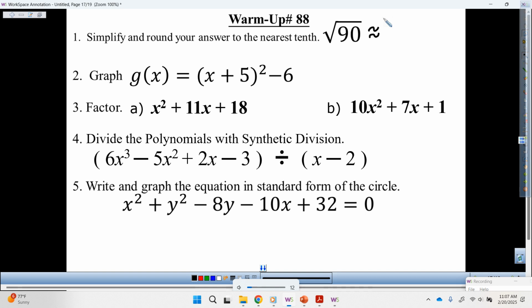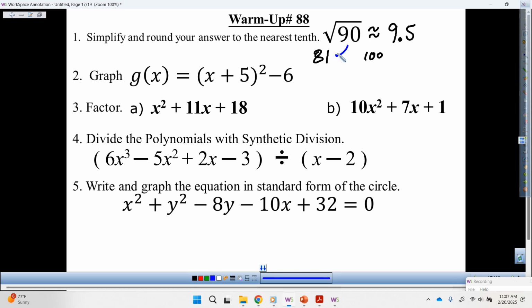Enrique. 9.5 approximately. Hands if you got that. All right. Let's double check. So this is in between 81 and 100. So it's 9 point something.